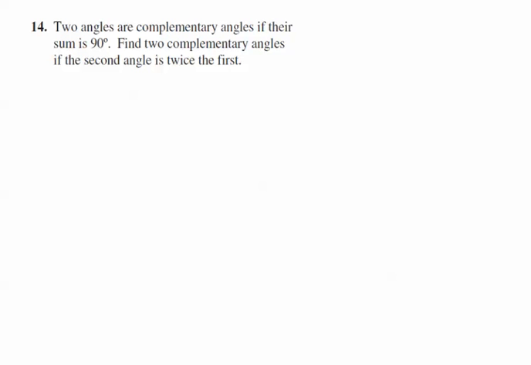Okay, with problem number 14, we start our section on the word problems. Two angles are complementary if their sum is 90 degrees. So we have two angles whose sum is 90 degrees. We would say that this angle is x. Then this angle is whatever is left over from 90 after x is used up. But the two angles together add up to 90 degrees.